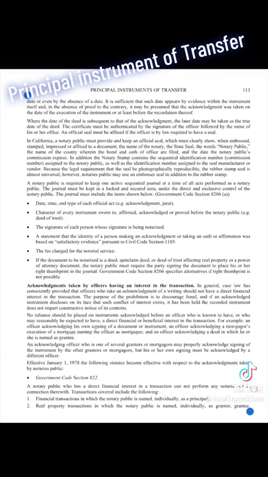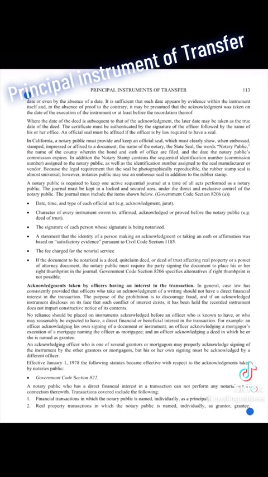Effective January 1, 1978, the following statutes became effective with respect to acknowledgments taken by notaries public. Government Code Section 8222: a notary public who has a direct financial interest in a transaction cannot perform any notarial act in connection therewith. Transactions covered include the following: 1. Financial transactions in which the notary public is named individually as a principal. 2. Real property transactions in which the notary public is named individually as grantor, grantee. Government Code Section 8224.1: a notary public cannot take the acknowledgement or proof of instruments in writing executed by him or by her.